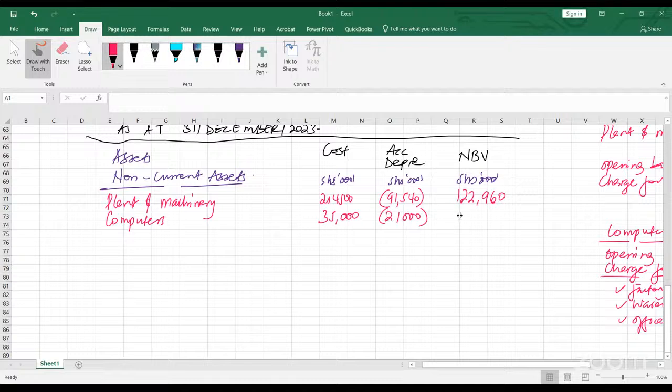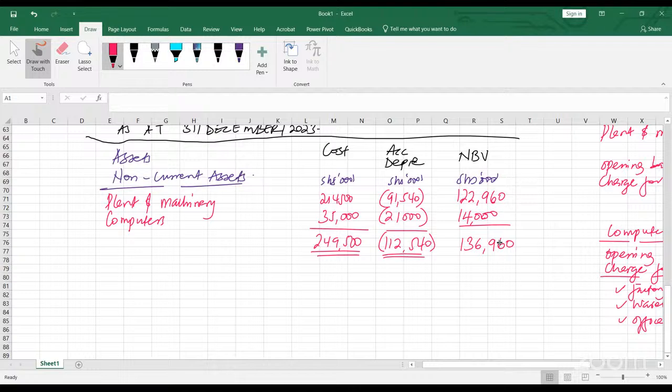You get your 35,000 minus 21,000, and we end up with a net book value of 14,000. We can get the totals: 214,500 plus 35,000, the total cost of these assets, is 249,500. Total depreciation is 91,540 plus 21,000, that is 112,540. Deduct that from the total cost of 249,500 and we have 136,960. So that is the non-current asset section.